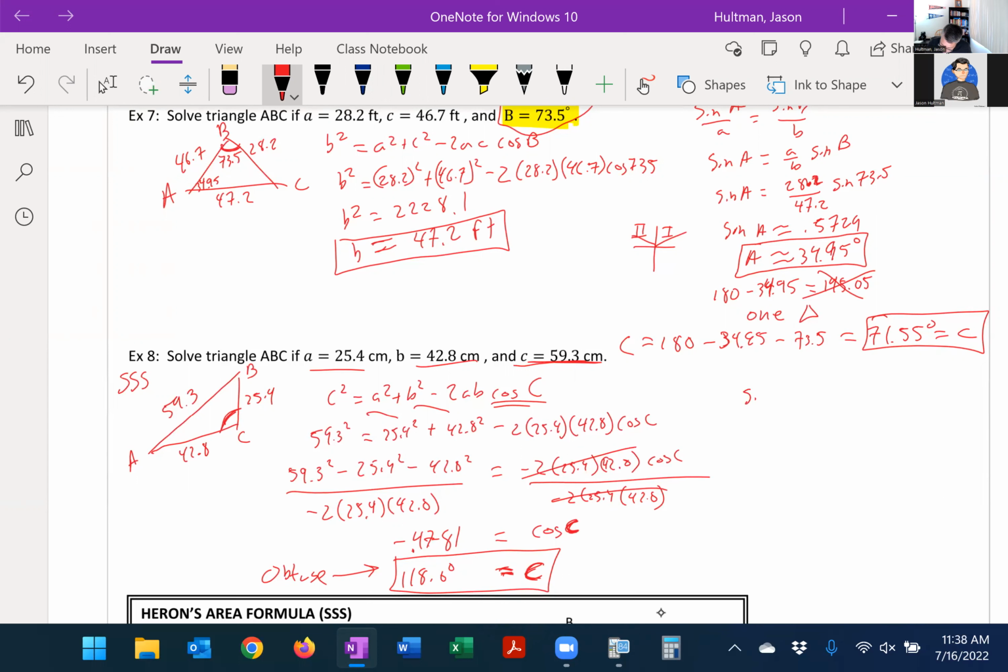So we can use now the law of sines. Sine C over C is equal to sine A over A, because we now want to solve for angle A. So the sine of 118.6, all over side C, which is 59.3, is equal to sine A all over side A, which is 25.4. Multiply both sides by 25.4.